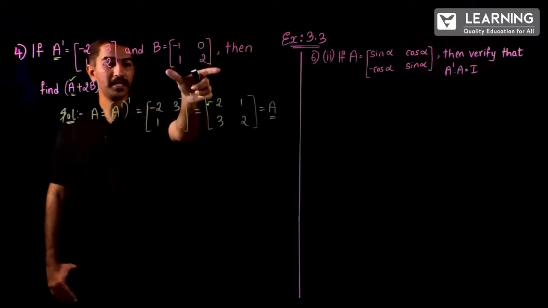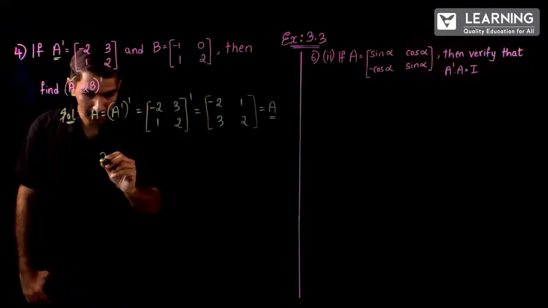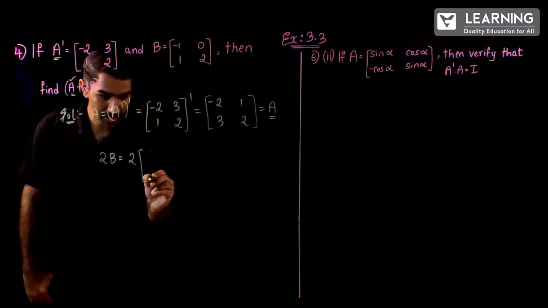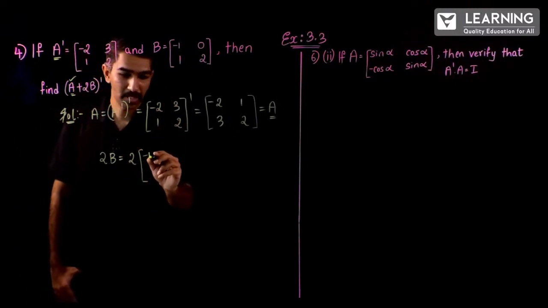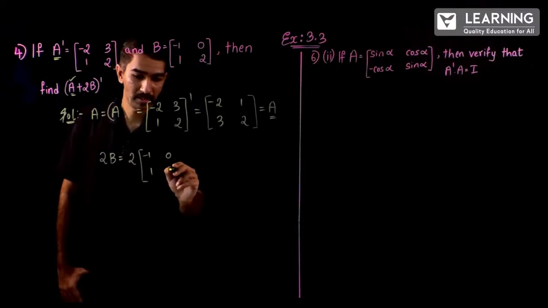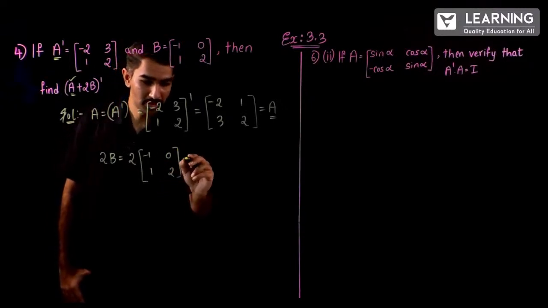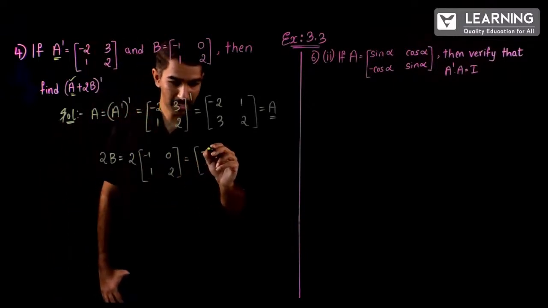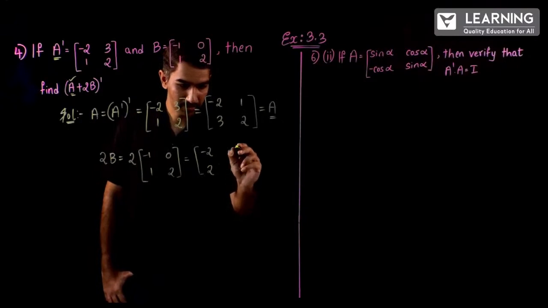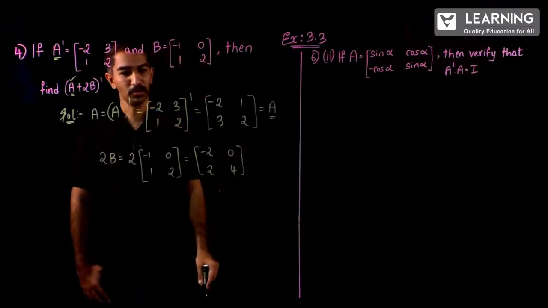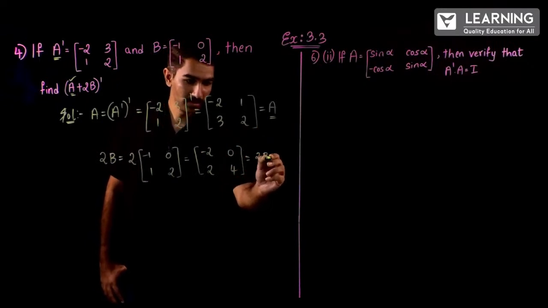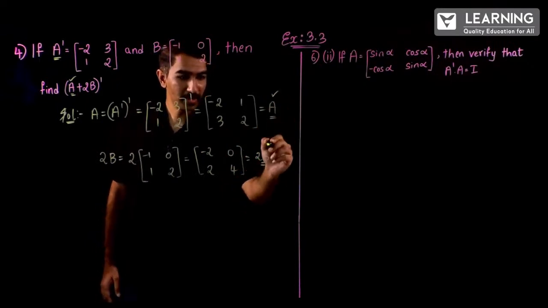2B. B we already have here. So scalar multiplication 2B can be written as 2 times matrix B, that is 2 times [[-1, 0], [1, 2]]. So this should be equal to what, students? Multiply this scalar 2 with the matrix, so it becomes [[-2, 0], [2, 4]]. So this is our 2B. We got A and we got 2B, right?